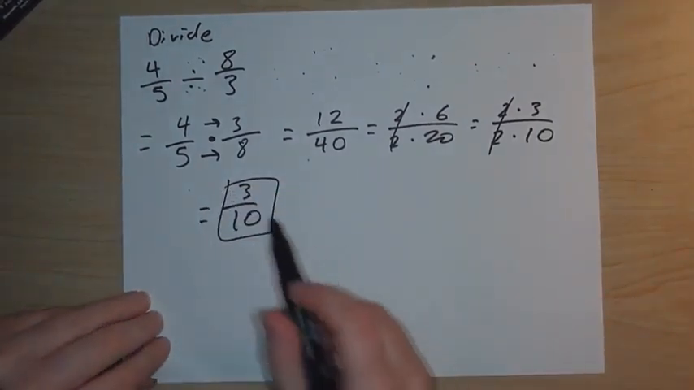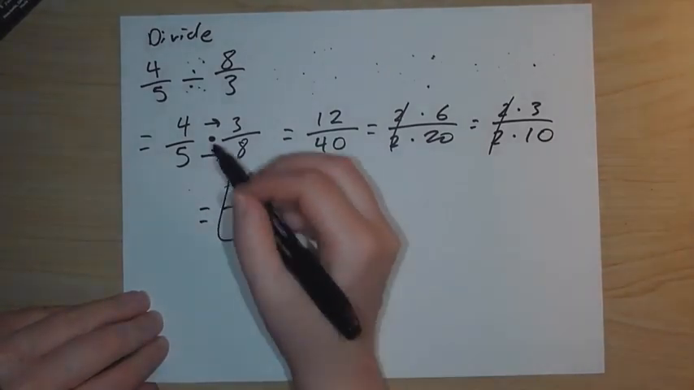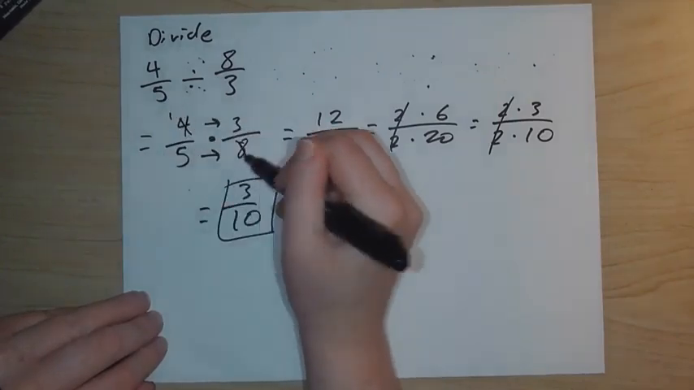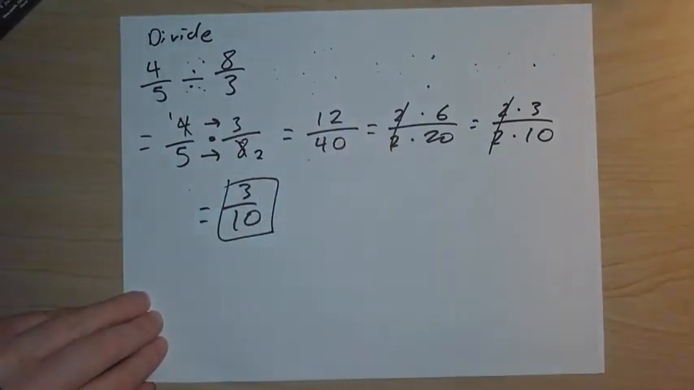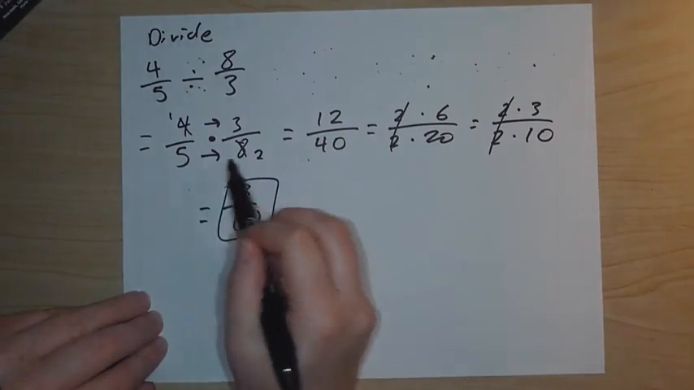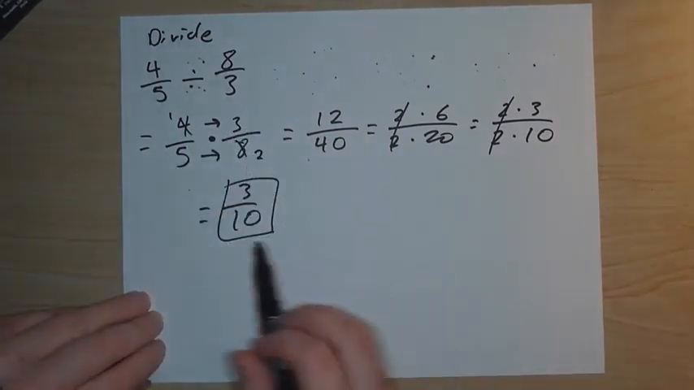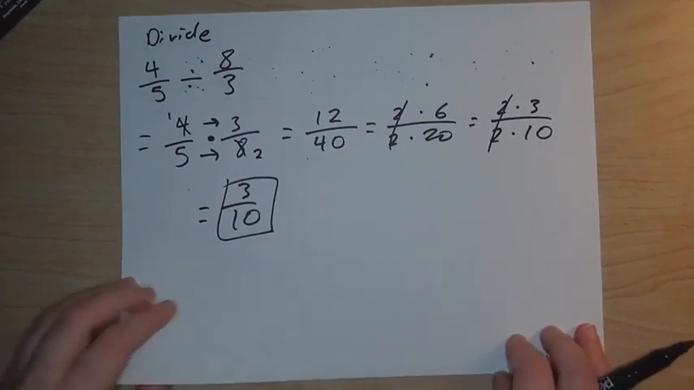You also could have simplified it up here. We notice that 4 and 8 both have 4 in it. You could have said this is 1, and there are two 4s here. And then you would have had 1 times 3 over 2 times 5, which is 3/10. So there's another way of doing that.